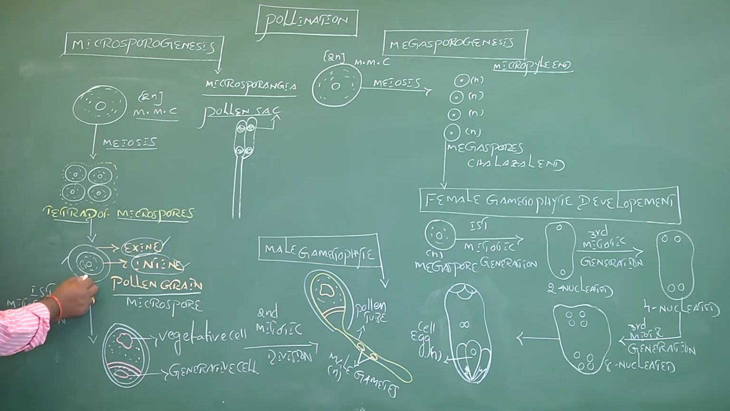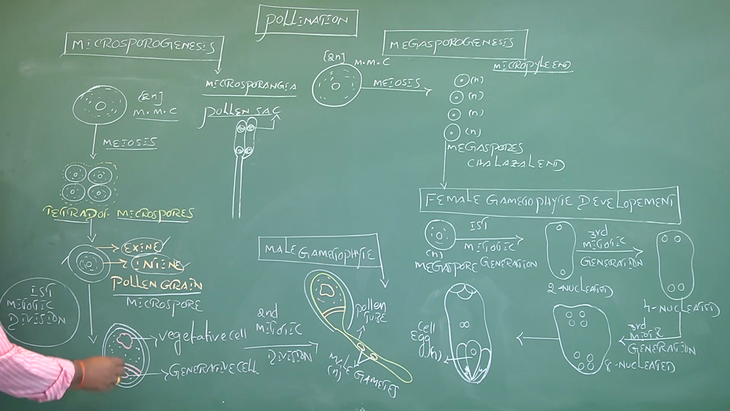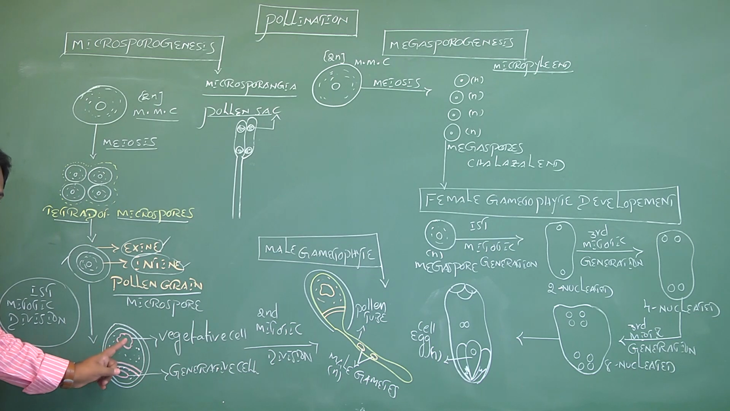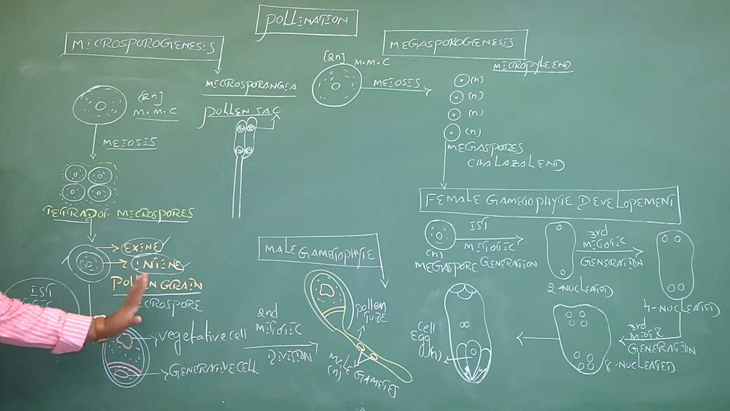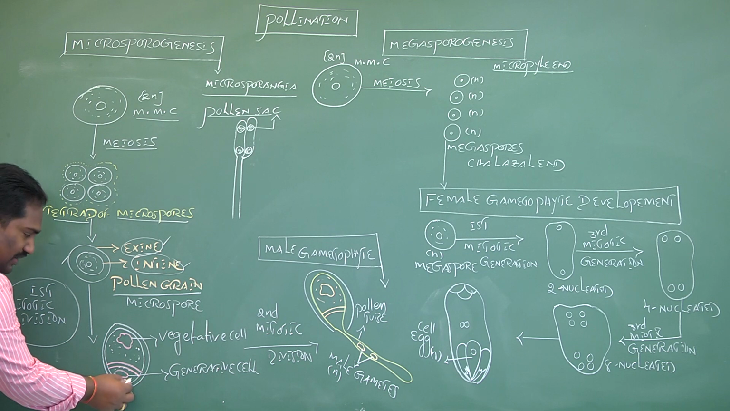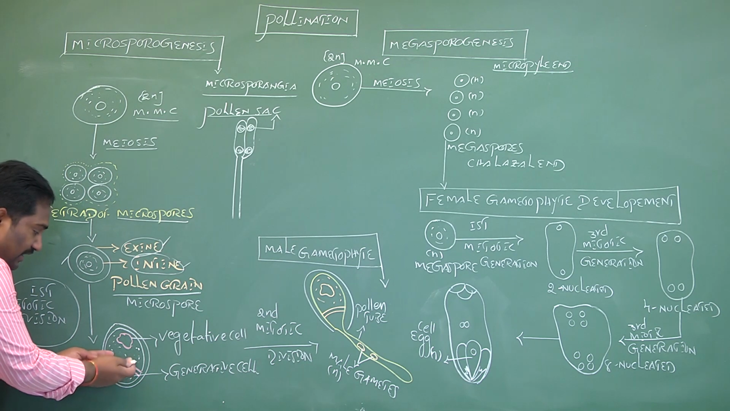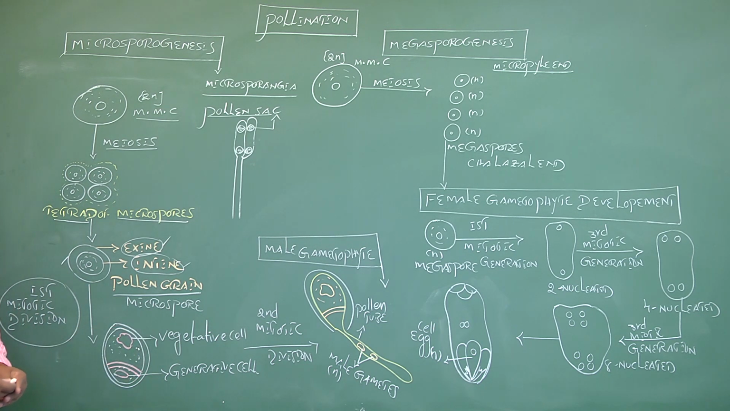When this haploid, unicellular, uninucleated pollen grain or microspore undergoes the first mitotic division, it produces two unequal cells. The larger cell is called the vegetative cell, and its nucleus is called the vegetative nucleus, which is irregular in shape. The smaller cell is called the generative cell, and the shape of its nucleus is spindle. The small generative cell floats in the cytoplasm of the vegetative cell.